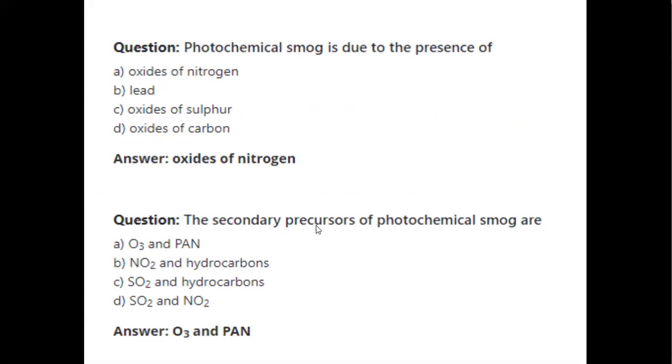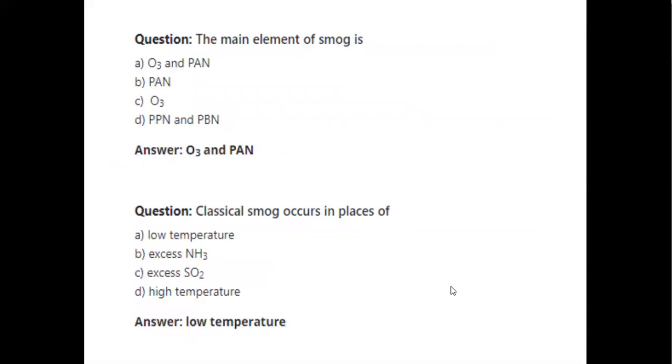The secondary precursors of photochemical smoke are O3 and PAN, peroxyacyl nitrate, NO2 and hydrocarbons, SO2 and hydrocarbons, SO2 and NO2. So the secondary precursors of photochemical smoke are O3 and PAN. What is smoke? Smoke is a combination of smoke and fog. So the main element of smoke is O3 and PAN. So option A is the right answer here.